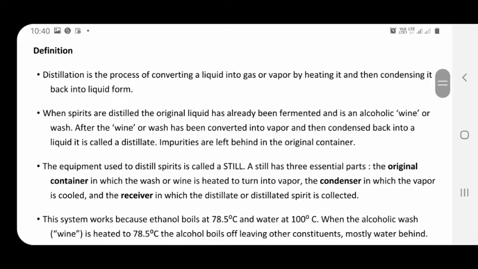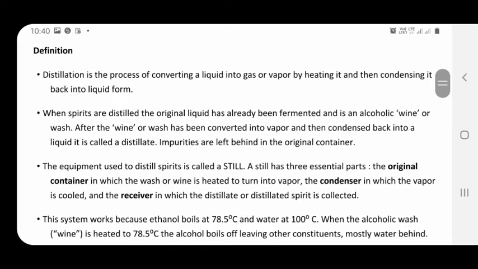In third semester you have learned about wines. I hope you know what wine is. Wine is a fermented alcoholic beverage, right? But whiskey is a fermented and distilled alcoholic beverage, right? So in this we have to ferment and then also distill, right?